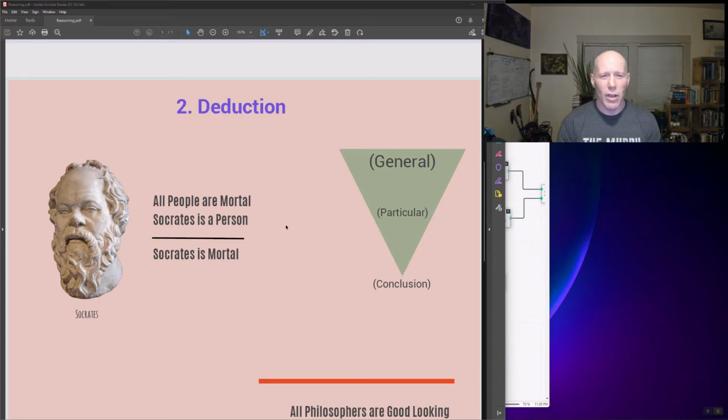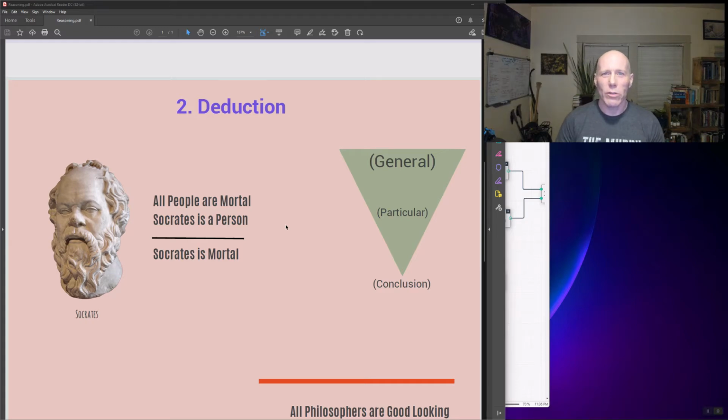Now, it's limited. We'll talk about it in a minute. It's very limited because you have to have a careful setup of the general and a careful setup of the particular for it to be a strong argument. But when it's set up properly, it's a very, very strong argument. Socrates is almost certainly going to die. As far as I can think, he's definitely going to die. And we know he did die. And the same thing is true of all of us.